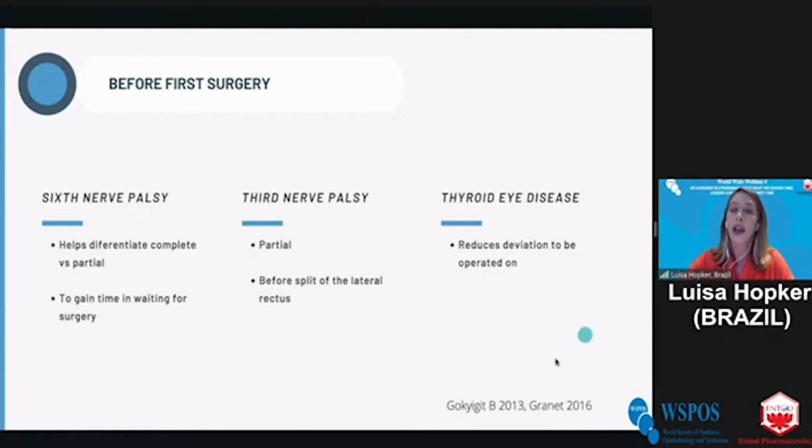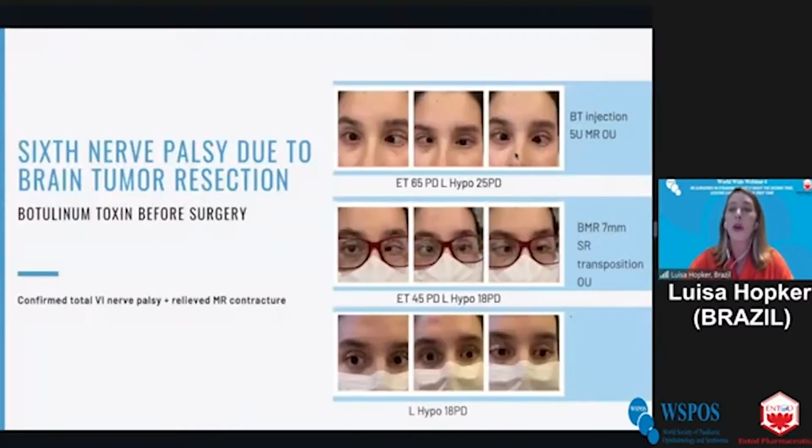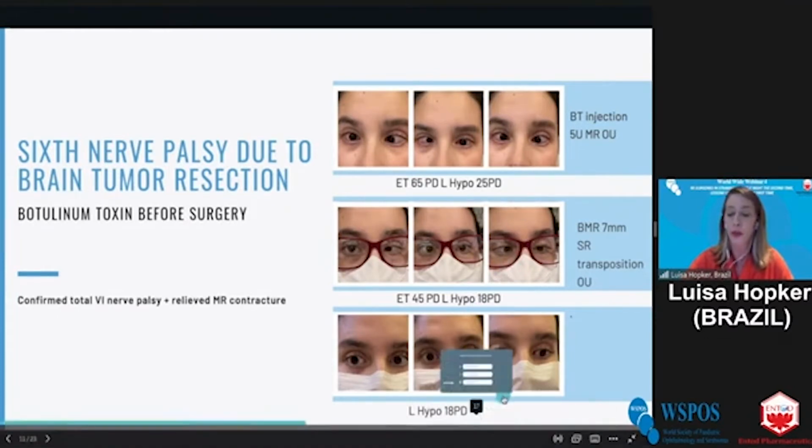And in thyroid eye disease to reduce the deviation to be operated on, especially in acute cases before you have the fibrotic tissue established. Here is a case, for example: a 13-year-old girl with a large bilateral sixth nerve palsy and a large ET. She was injected in the office a couple weeks before the surgery, when I transposed both superior rectus and recessed her medial rectus. And she has a good result, even though she still has a hypo that will be operated later.